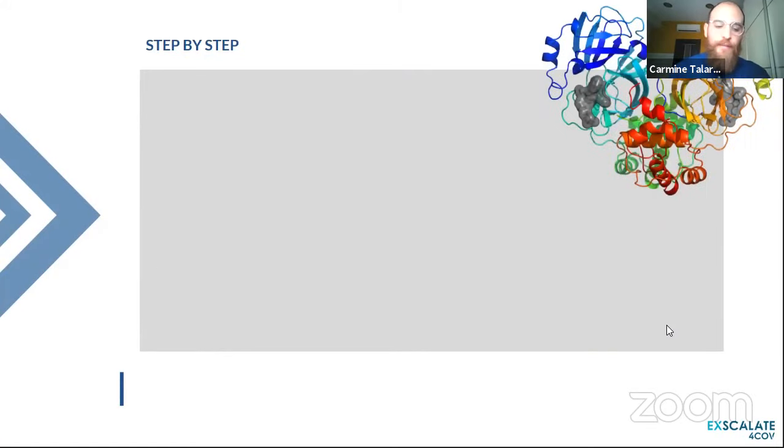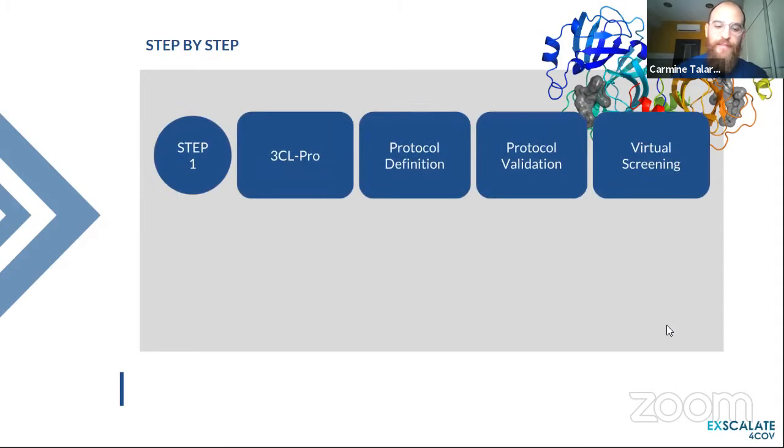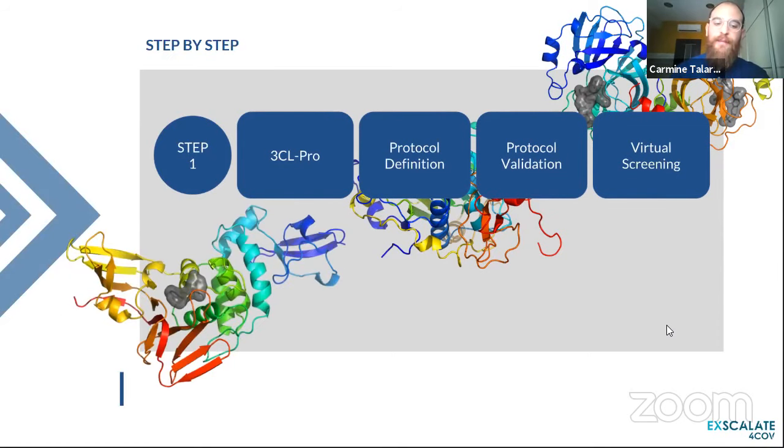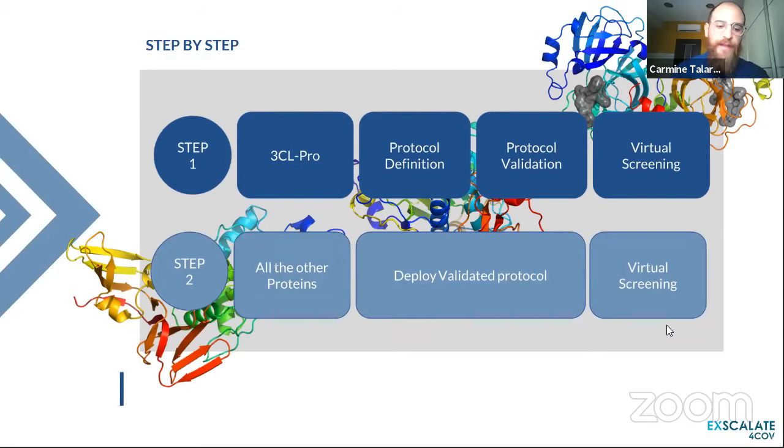We are facing this emergency step by step. In fact, at this early stage, we're focusing our efforts on one of the most appealing targets, the 3CL protease. In this sense, we are proceeding with the validation of the identified protocol to have a virtual screening phase as accurate as possible. This phase, which must be carried out without haste, as we are seeing around, and carefully, will allow us to get a valid protocol that can be deployed to other viral proteins.